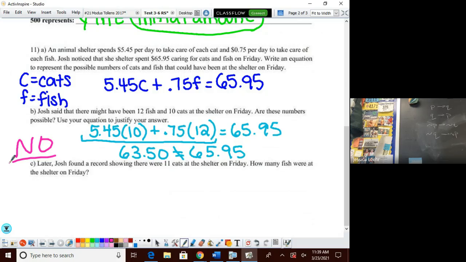Then part C, later Josh found a record showing there were 11 cats at the shelter on Friday. How many fish were at the shelter on Friday? So now I'm going back to my original equation and I'm plugging in 11 for C because that's how many cats there were. I don't know how many fish there were, so that's staying as F. And I'm solving for F.